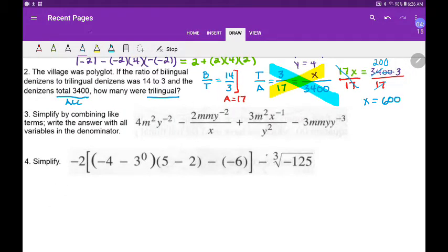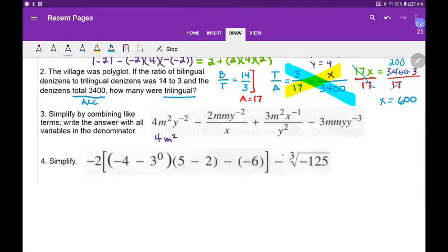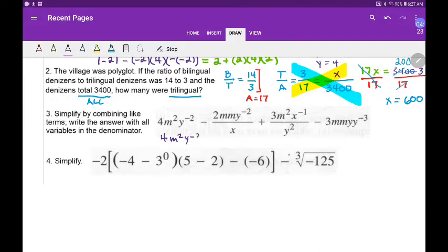Simplify by combining like terms. Okay, so let's see what the like terms are. Oh, we want all variables in the denominator? Okay, well, we'll get there, but not yet. First, we'll put them all in the numerator and see what happens. We have 2, m times m, right, is m squared, so I'm going to say m squared. And then x is next in the alphabet, so I'm going to say x to the minus 1, because I just brought it up top. Just to get everything, most things are on top here, so I'm going to put everything on the top before I put everything on the bottom.